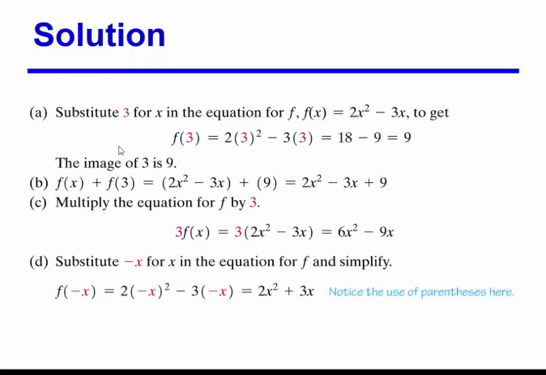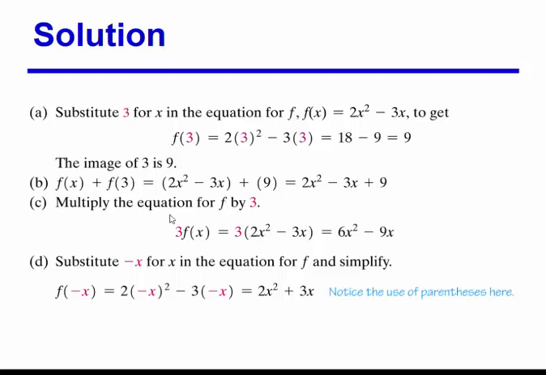So for a, we're going to substitute 3 for x in the equation. So f of x then becomes f of 3, which becomes 2 times 3 squared minus 3 times 3, which is equal to 9. So the image of 3 is 9. In other words, the output is 9 if the input is 3. For b, f of x plus f of 3, then we get 2x squared minus 3x plus 9, because we know that f of 3 is equal to 9, so we can substitute it. And so therefore we get 2x squared minus 3x plus 9.